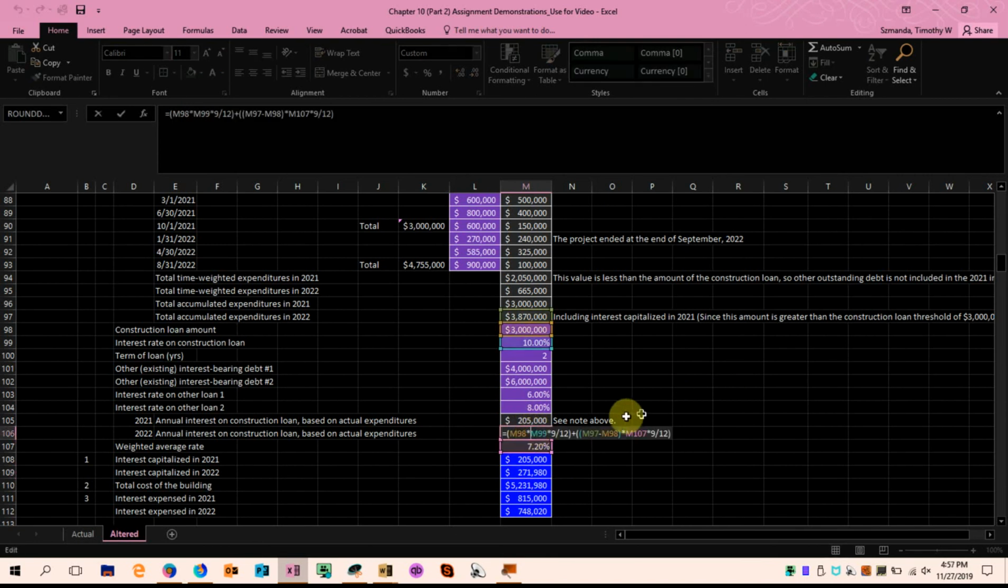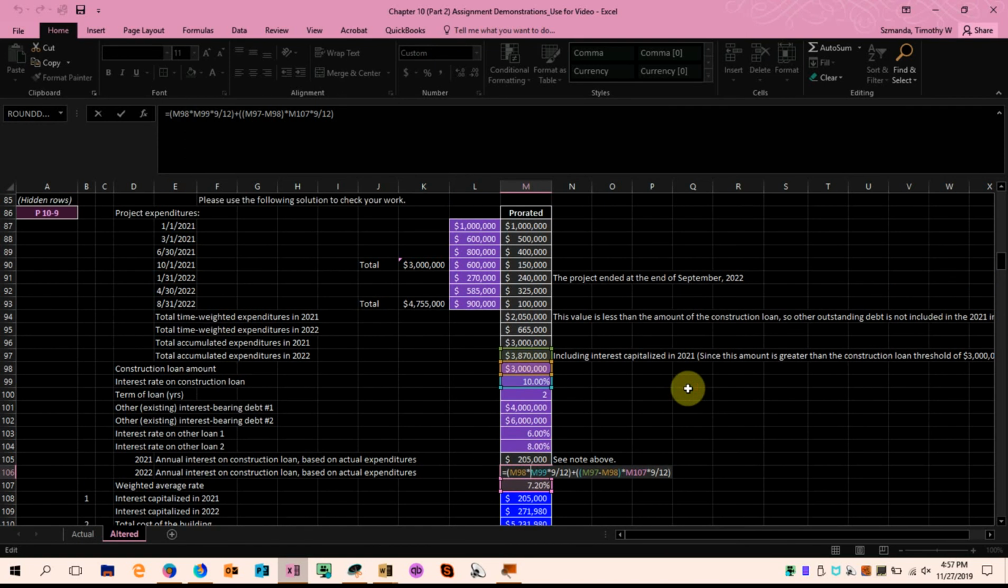What we have done then is we have taken, let me highlight this a little bit. We've taken the $3 million construction loan, because that loan is still outstanding this year, of course, and we're going to multiply that by the interest rate on the loan of 10%, and that's going to get multiplied by 9/12. So 3 million construction loan times annual rate of 10% times 9/12 because the project ended at the end of September in 2022. So that's one portion of the annual interest on the construction loan.